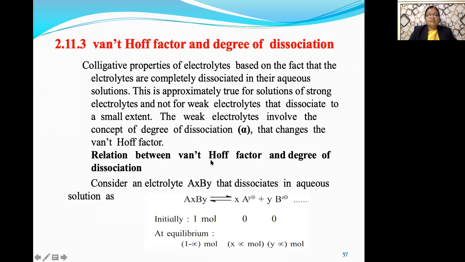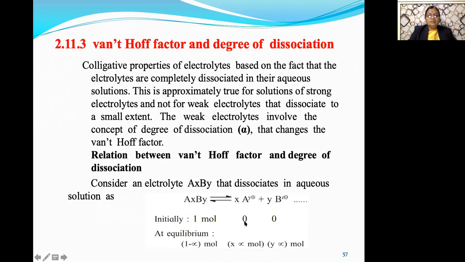Now, to derive the relation between Van't Hoff factor i and degree of dissociation, consider the electrolyte AxBy, that is the general symbol taken here. Its dissociation can be written as x number of A raised to y plus, that is the cation, plus y number of B raised to x minus. Okay. Now initially, suppose 1 mole of this weak electrolyte is taken, or dissolved, in the solution.